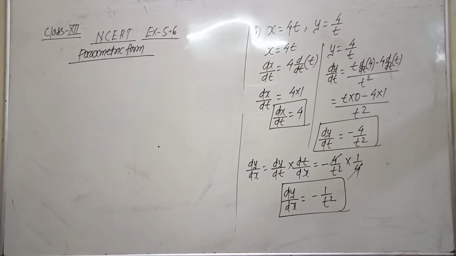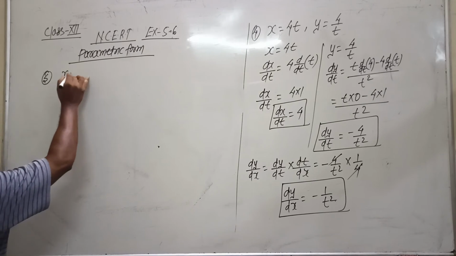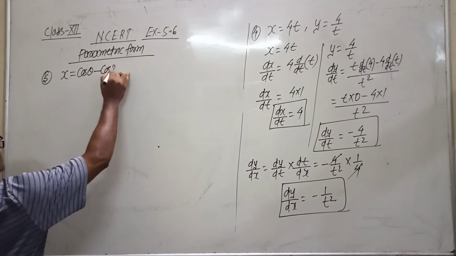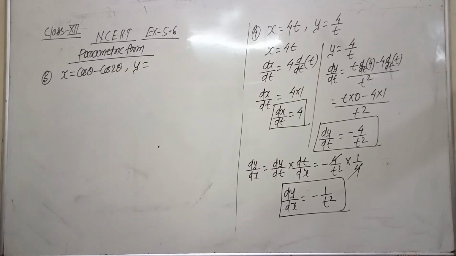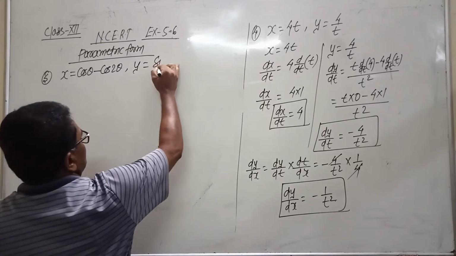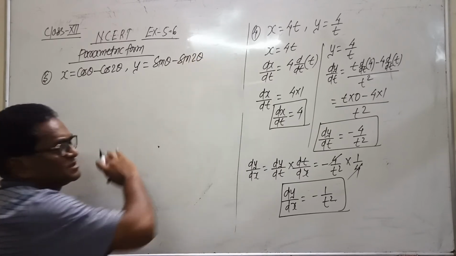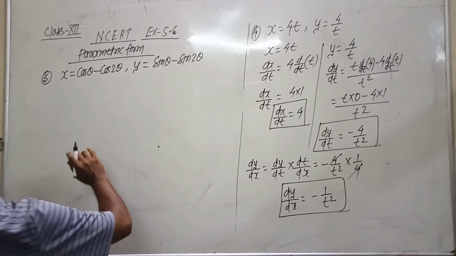x equals cos theta minus cos 2 theta, and y equals sin theta minus sin 2 theta. So this is the function of x in terms of theta and the function of y in terms of theta.